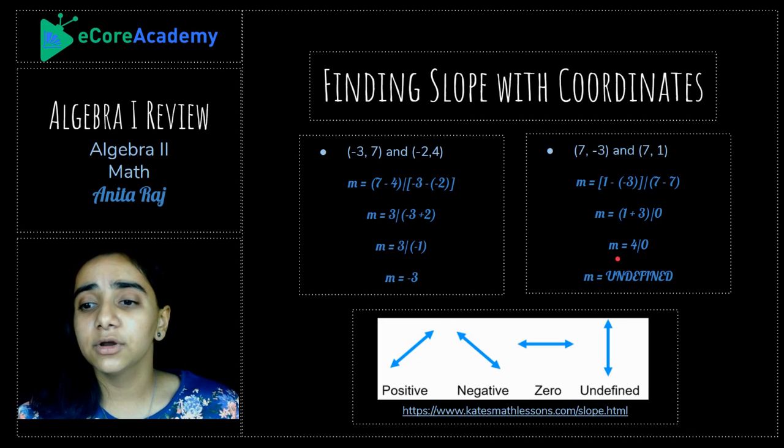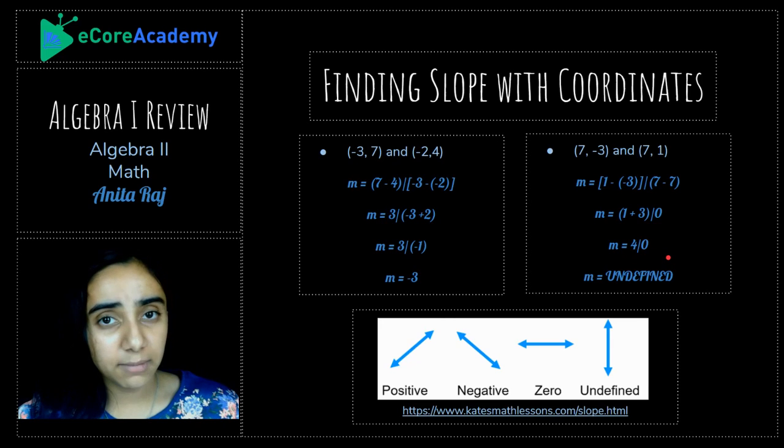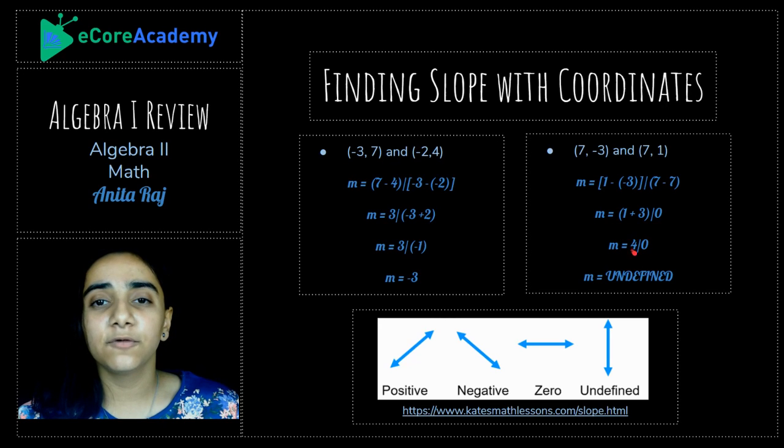If you guys remember, if you have a number over 0, that answer is undefined. If you have 0 over a number, on the other hand, that is equal to 0. But because we have a regular number, 4 over 0, that is undefined. So the slope of this line is undefined. You guys might be thinking, Anita, where do you get an undefined slope? Well, I'm going to show you guys with these 4 examples I have right here.